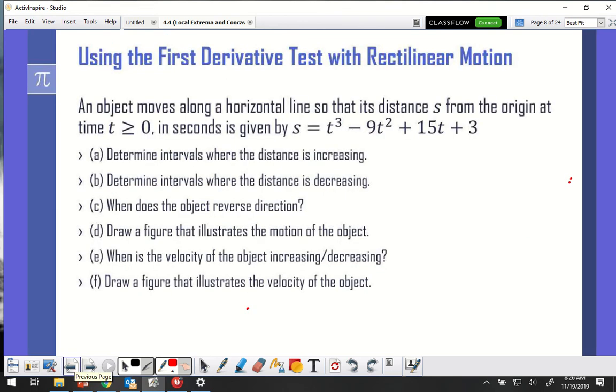Okay, so let's see. Determine the intervals where the distance is decreasing. So my decreasing distance, we said, is from 1 to 5. Okay, C. When does the object reverse direction? At 1 and at 5, because I'm going, then I turn around, come back, right? Then I turn around again. So I'm reversing direction. Does that sound good? Okay, good. All right, so draw a figure to illustrate the motion of the object.